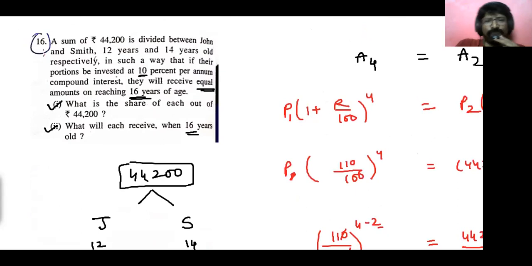Question number 16. Very simple question. So I'll quickly explain to you all, and then we will wind up today's class. Okay, so let's learn this question number 16. A sum of rupees 44,200. Please listen very carefully, guys. A sum of rupees 44,200 is divided between Mr. John and Smith.